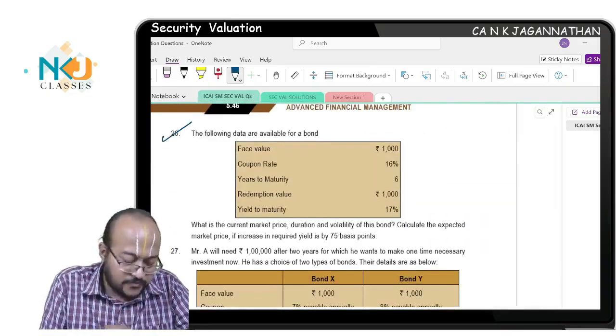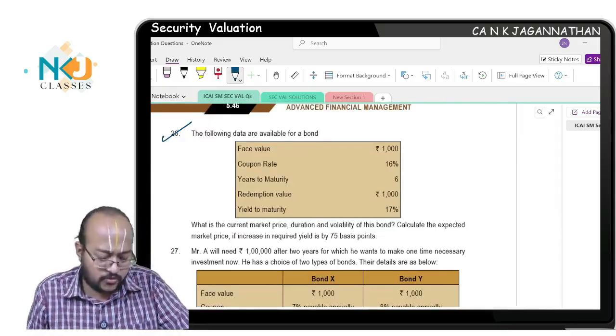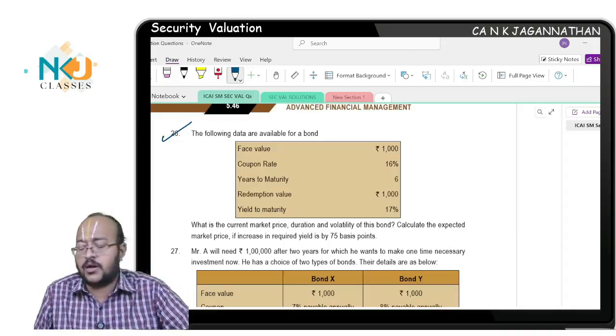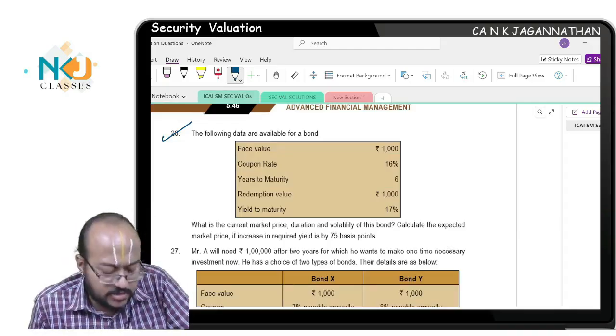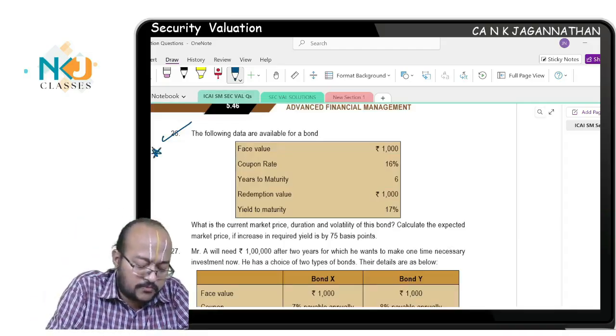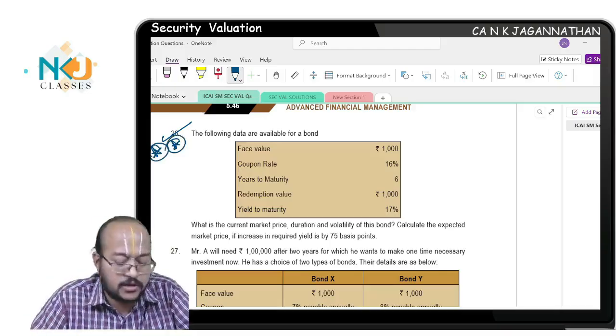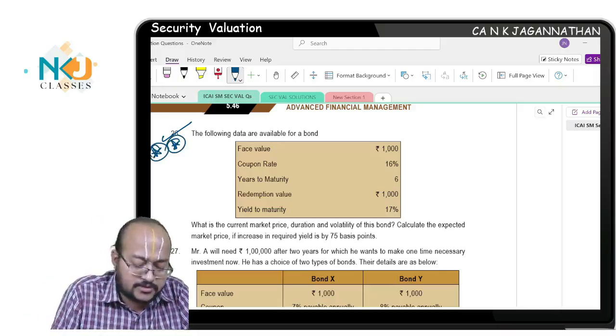Now, the following data are available. This is a convertible bond question, I think. No, a normal question only, very simple. Duration, YTM, duration, volatility-based question, a standard question. This is also important. They usually ask this type of question. MCQ or short questions, they can obviously ask these types of questions.